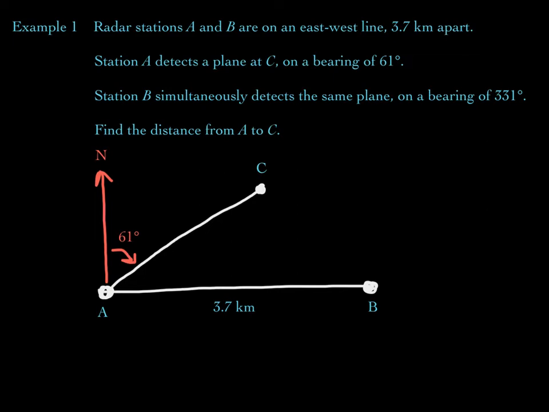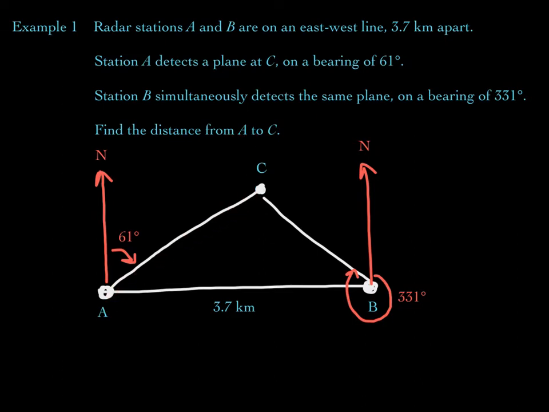Now, station B simultaneously detects the same plane on a bearing of 331 degrees. So let's show that now. So here it is, folks. Here's my due north for station B, all right? And then remember you have to open clockwise, 331 degrees. And there is the detection of the same plane at point C. So this is our goal. Our goal is to find the distance from A to C, from here to there.